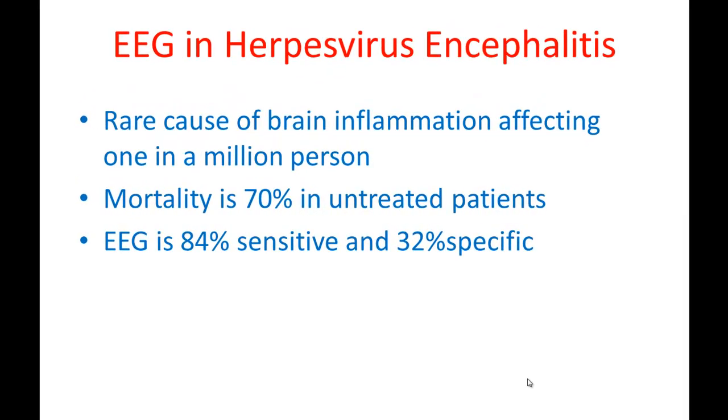The term encephalitis basically means inflammation of the brain. When the inflammation of the brain is a result of infection from herpes virus, you call it herpes virus encephalitis. This is a very rare condition affecting 1 in a million people. Once a person has herpes virus encephalitis, if it is not treated, 70% of individuals will not survive this infection, meaning the mortality with this infection, if left untreated, is 70%.